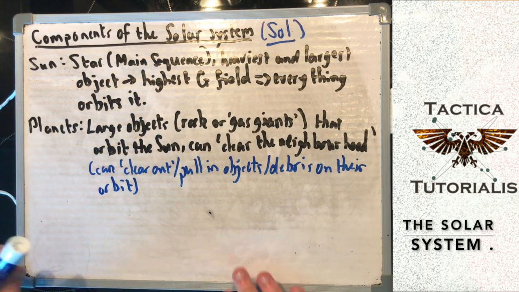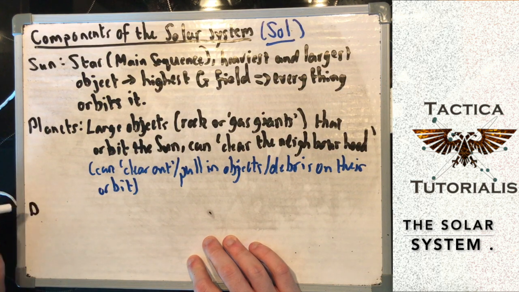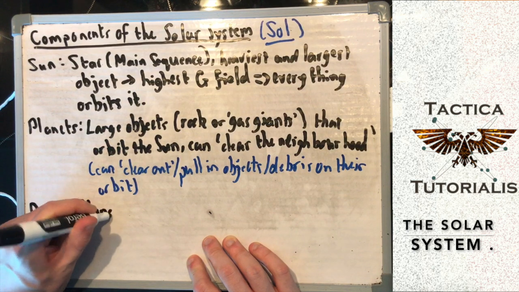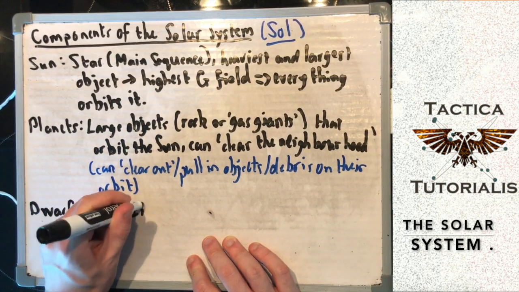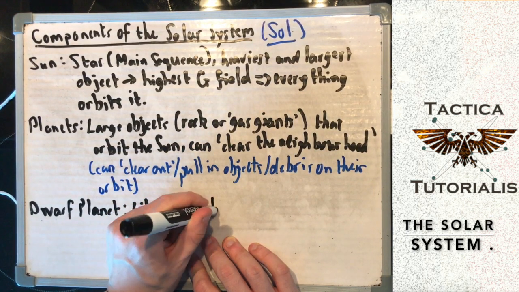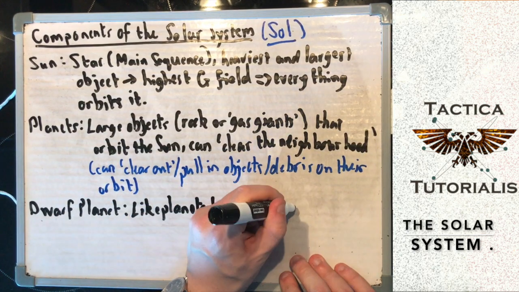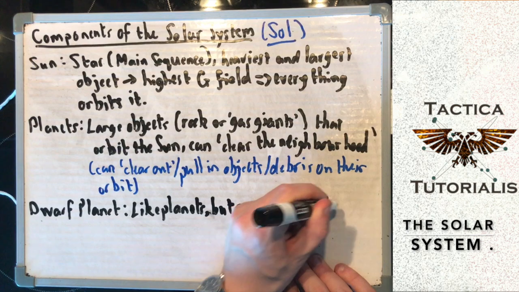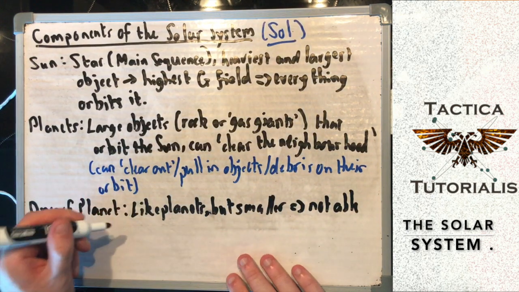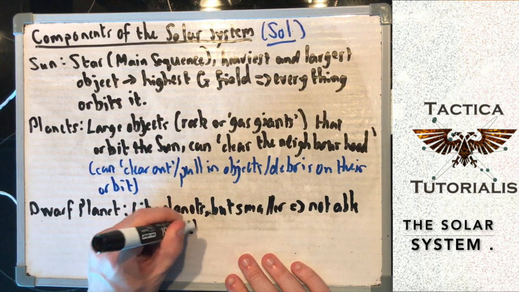And that is why Pluto is no longer classified as a planet. It is classed as a dwarf planet. So they're like planets, but smaller. And what that therefore means is that they're not big enough, not heavy enough, their gravitational field is not strong enough for them to be able to clear the neighborhood.